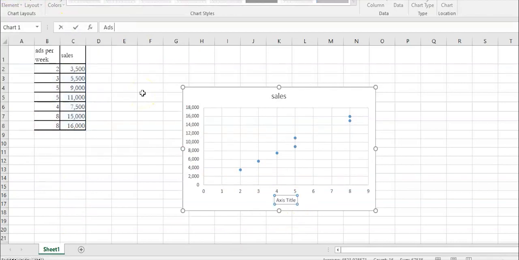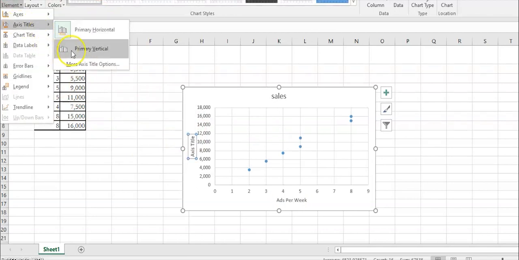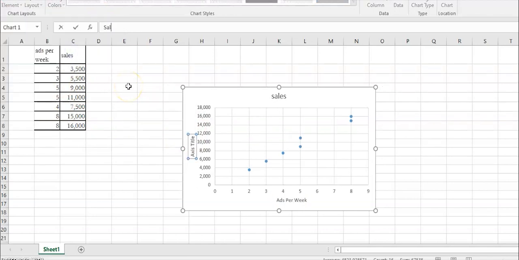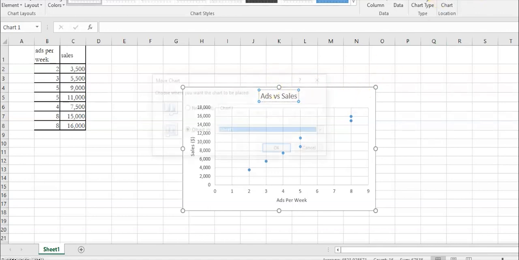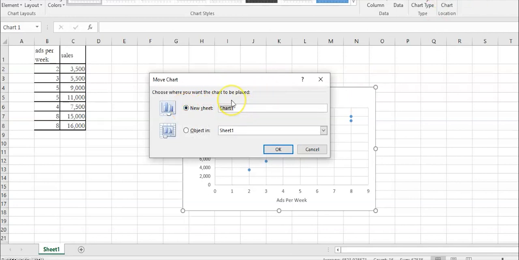So that's ads per week, and the sales, and we'll put dollars. Okay, and we should also include our title. We'll say ads versus sales. And I'm going to move this chart.